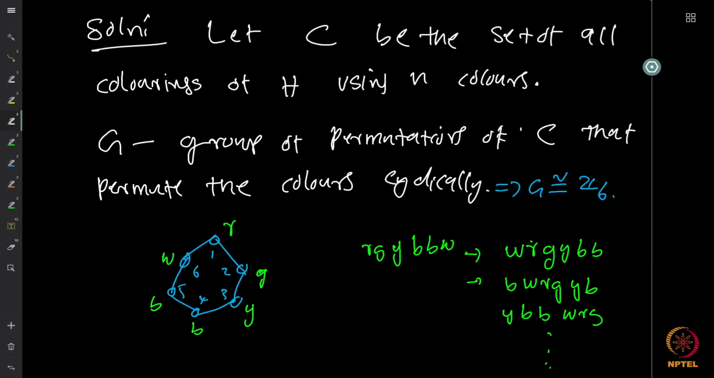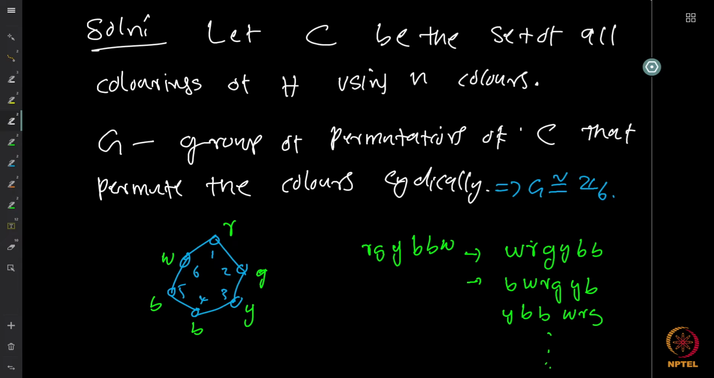So we can see that since there are 6 vertices, you have exactly 6 rotations, including the identity, right? And you will see that this is actually isomorphic to Z6.